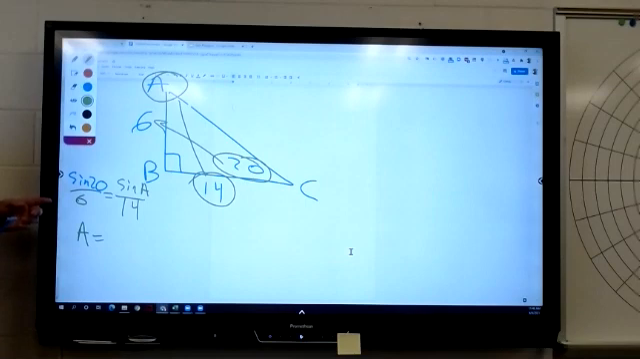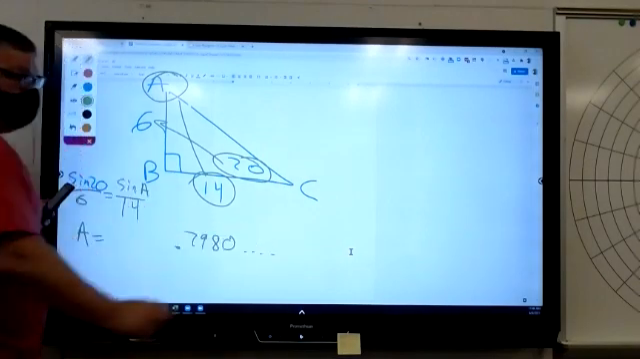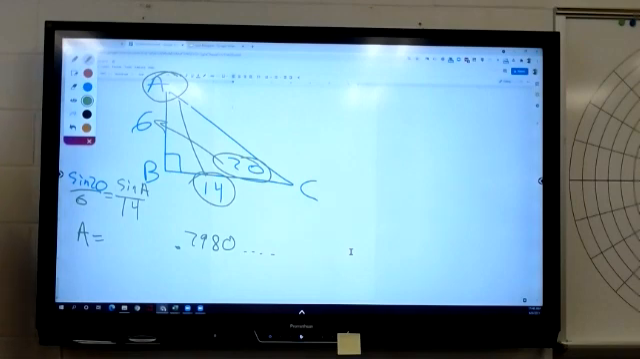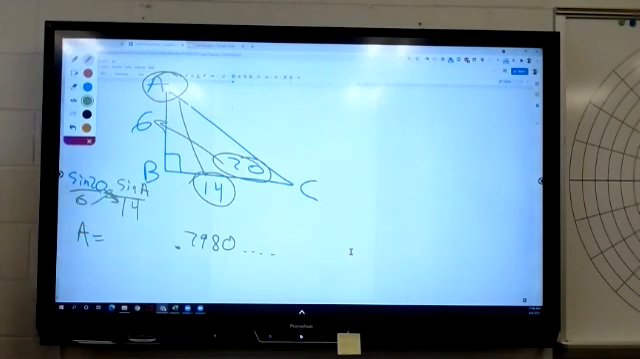Mode, degrees. Okay, so I'm going to take 14 times sine 20 and I'm going to divide it by 6. How many people got 0.7980 and so on? Cool. I did these two times each other and then divided by 6, because if I cross multiply, that's what I end up with, right?